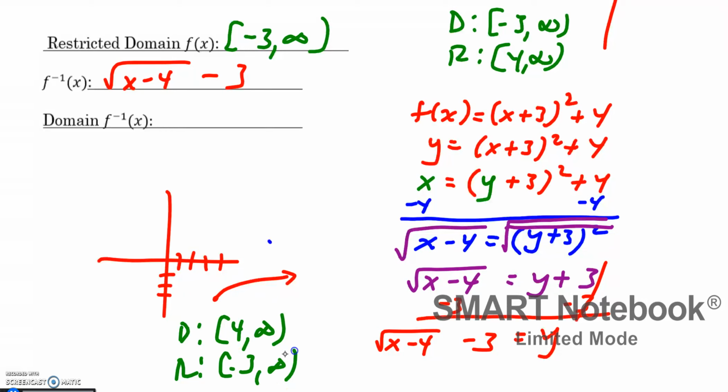I again would like to point out to you that the domain of the original is the range of the inverse. The range of the original is the domain of the inverse, which means, what is the domain of the inverse? Well, that is 4 to infinity. And to save time, you could just say, I know that the range of the original is the same as the domain of the inverse.